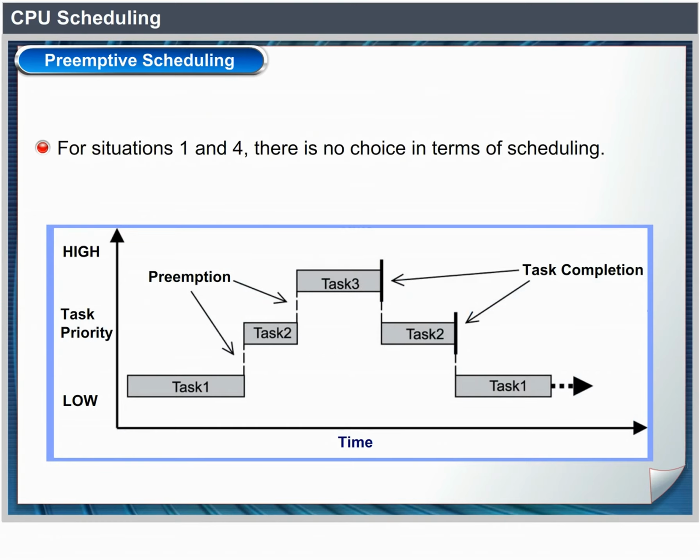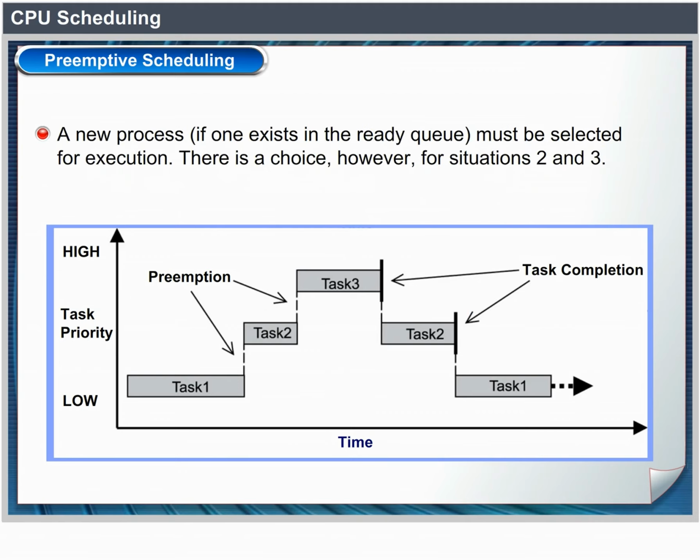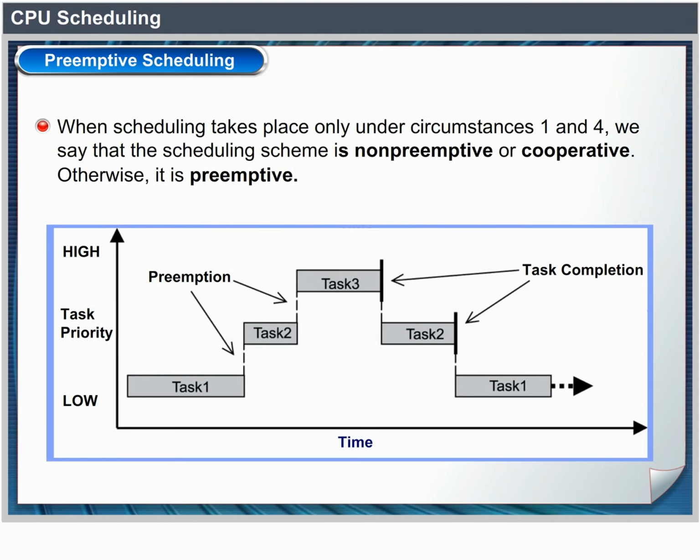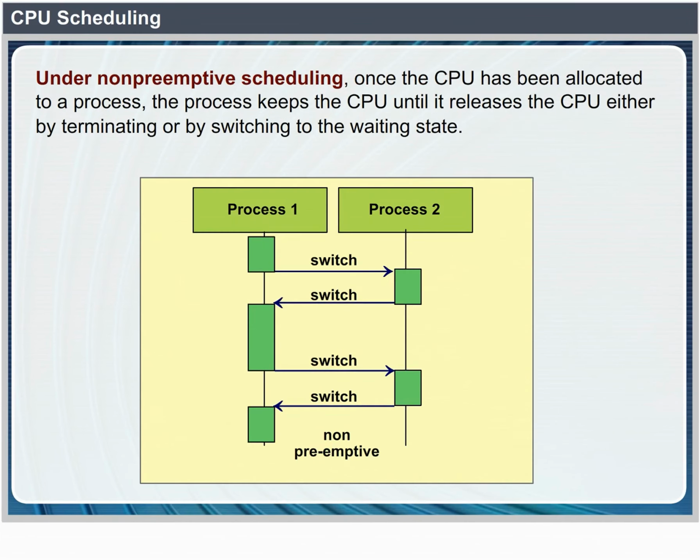For situations 1 and 4, there is no choice in terms of scheduling. A new process, if one exists in the ready queue, must be selected for execution. There is a choice, however, for situations 2 and 3. When scheduling takes place only under circumstances 1 and 4, we say that the scheduling scheme is non-preemptive or cooperative. Otherwise, it is preemptive. Under non-preemptive scheduling, once the CPU has been allocated to a process, the process keeps the CPU until it releases the CPU either by terminating or by switching to the waiting state.